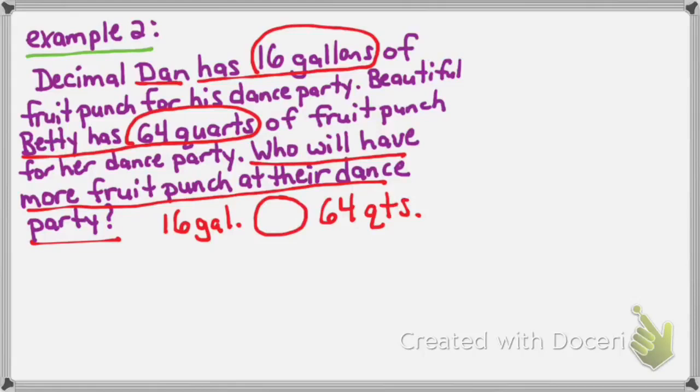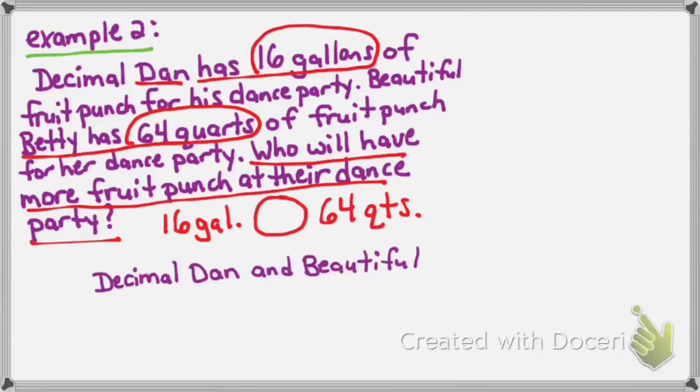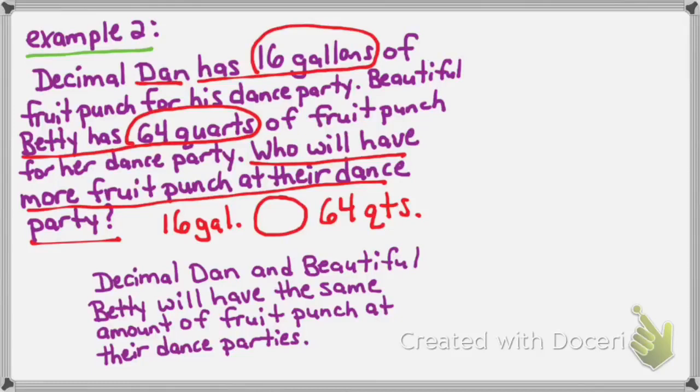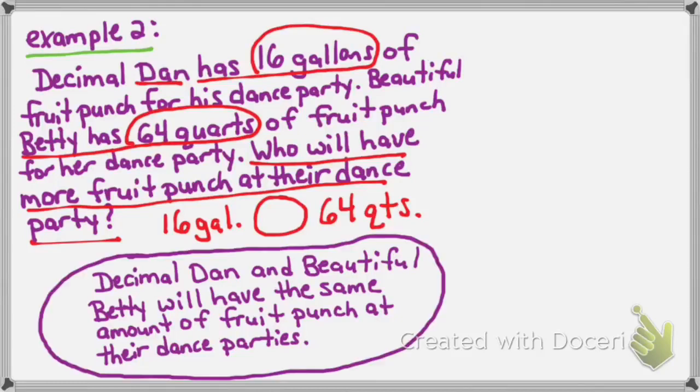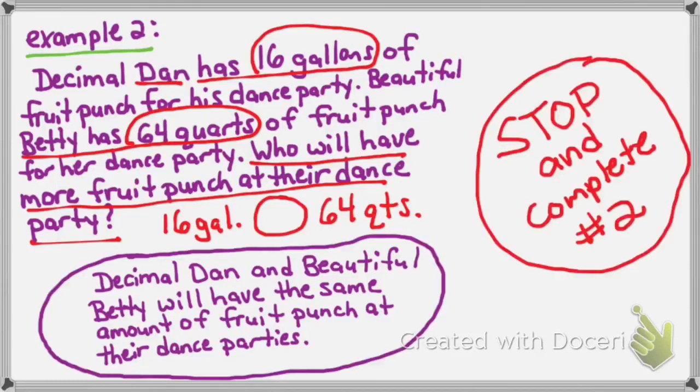This was a word problem, so I go back to my original question. Who will have more fruit punch at their dance party? So the answer is Decimal Dan and Beautiful Betty will have the same amount of fruit punch at their dance parties. And that's the final answer. Please stop the video and complete worksheet number 2 right now.